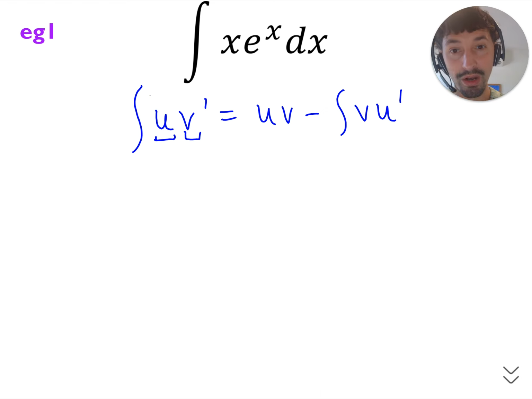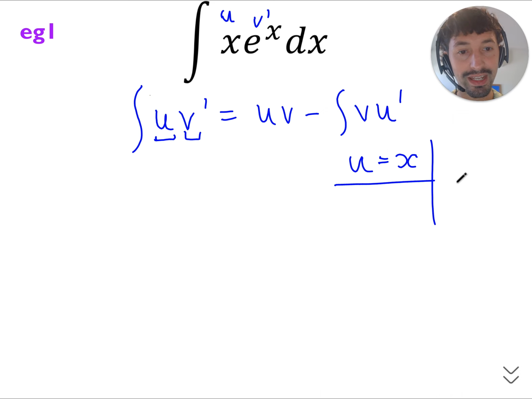Now I'm going to tell you now we're going to take our x to be our u and we're going to take e to the power of x to be our v dash. Why that is will become clear as we work it through. So if you remember when we were doing product rule, what we said was, well, if we call our function, so u we know is going to be x.